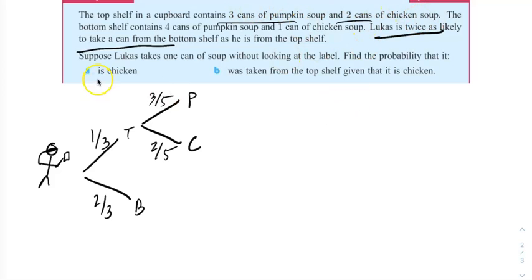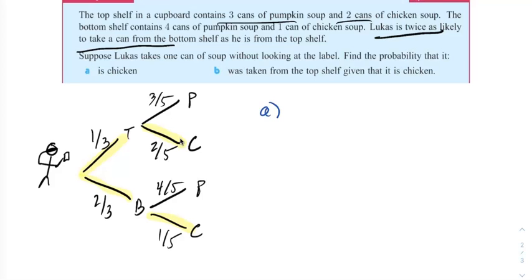On the bottom shelf, 4 cans of pumpkin, 1 can of chicken. So still 5, but 4 out of 5 and 1 out of 5. Like that. And then look at the first question. Find the probability that he randomly selects a chicken. So remember, the way you do this is you find all the paths to get a chicken. So you do this, or you go bottom and chicken.